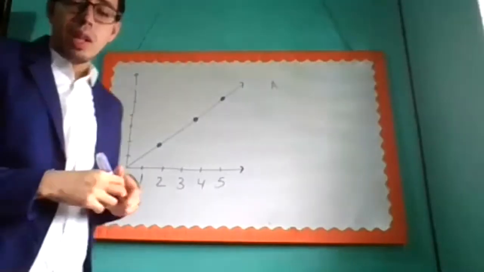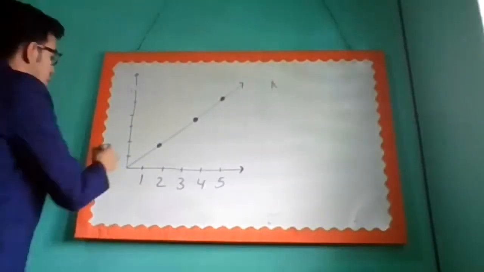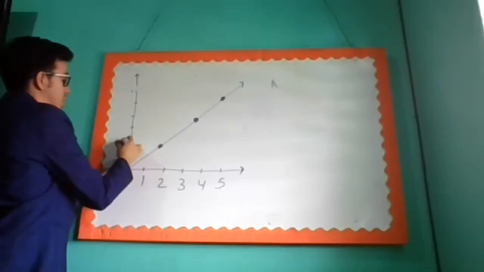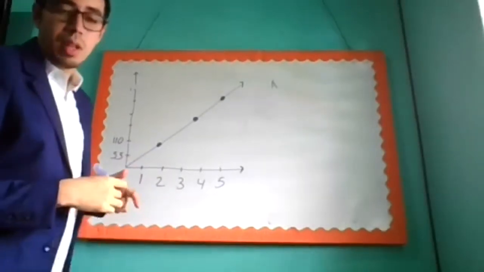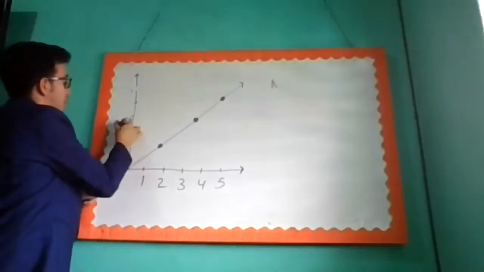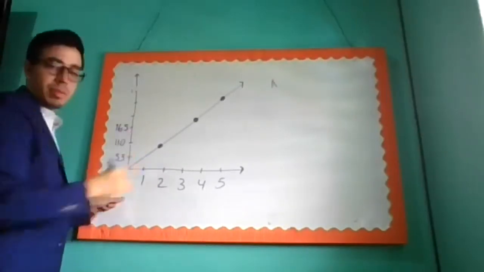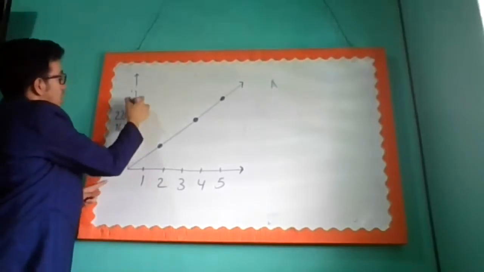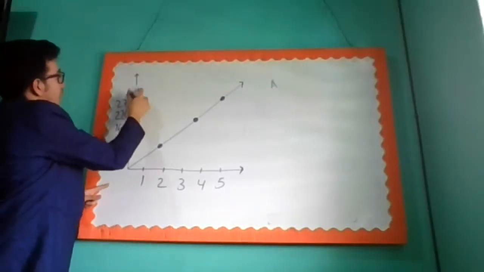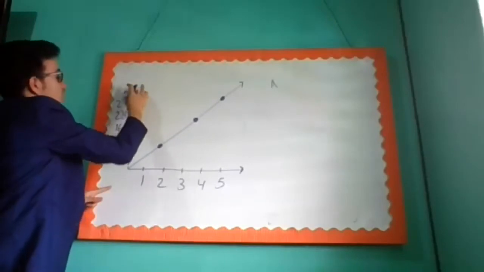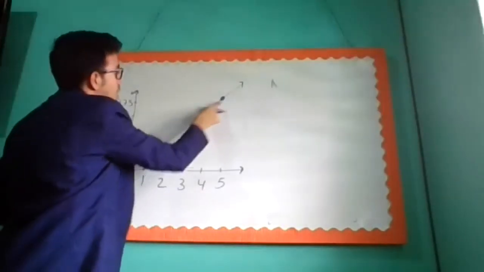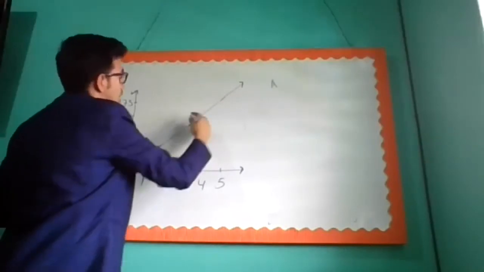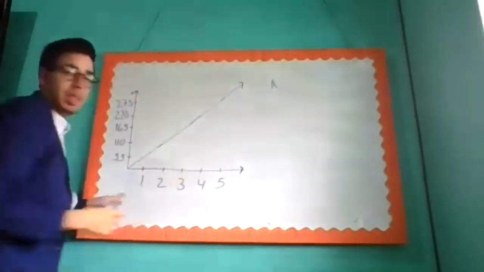Now for the other one, I count 0, 55, 110, 165, 220, and 275. In the graph, I don't need these points. These points are going to change. They are going to be different, okay?